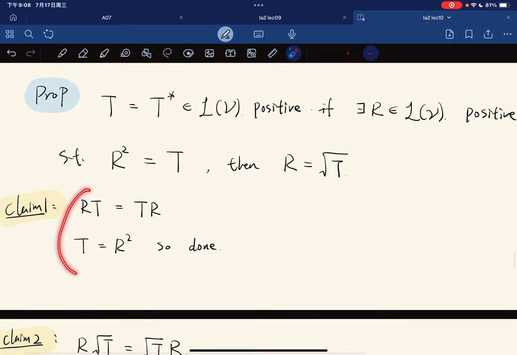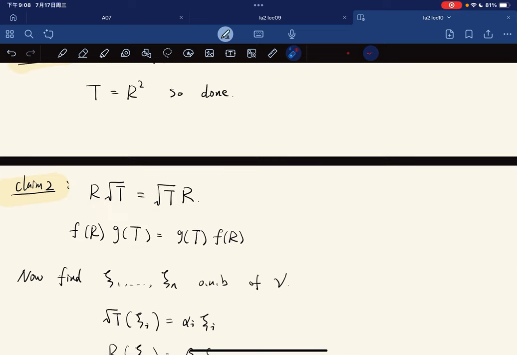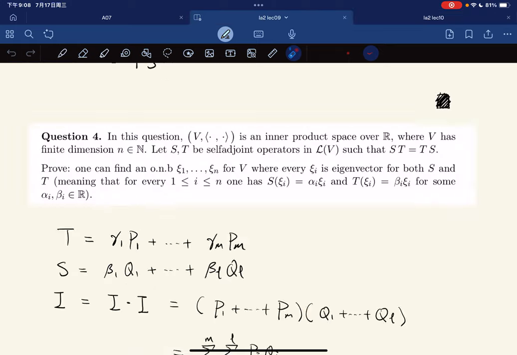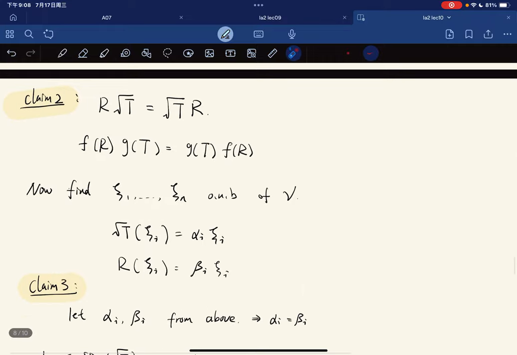First, T and R commute, right? Because T equals R squared. And second of all, R and T commute because this is really just a polynomial of T, for any function. And we saw before that if they commute, then any polynomial commutes, right? So now they commute, so we can find common orthonormal bases, which are also eigenvectors, with alpha i the eigenvalues for the square root of T, and beta i for the R.